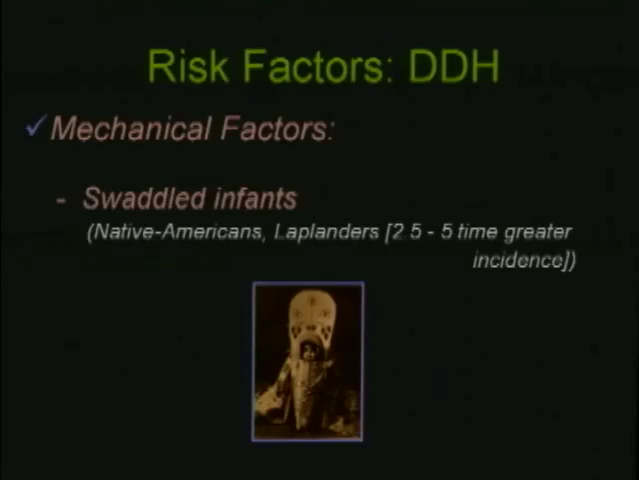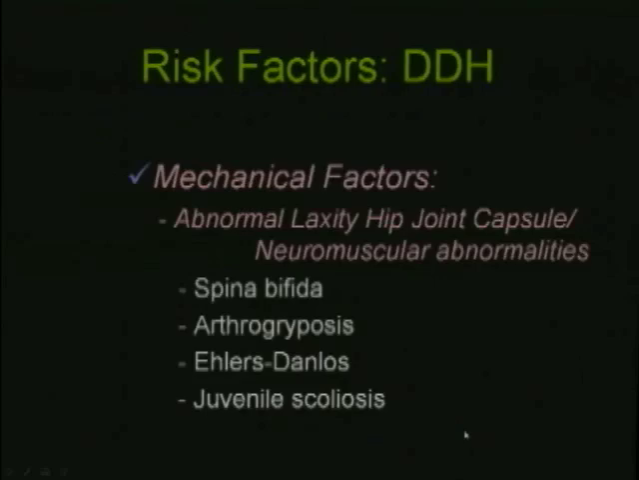Another risk factor is swaddling infants. It's well known that in the Native American and Laplander populations, where the babies are actually tied into a position where the hips and the knees are extended with no flexion at the hips, there is a 2.5 to 5 times the incidence of DDH than in other populations.